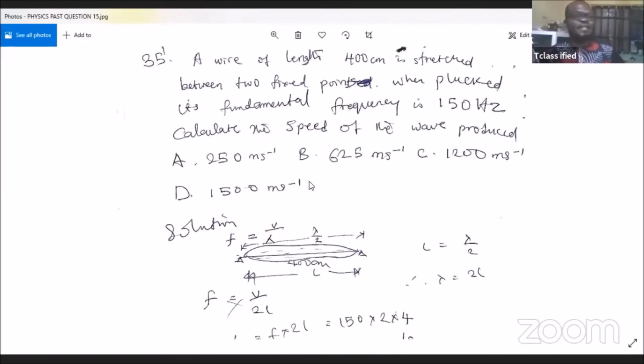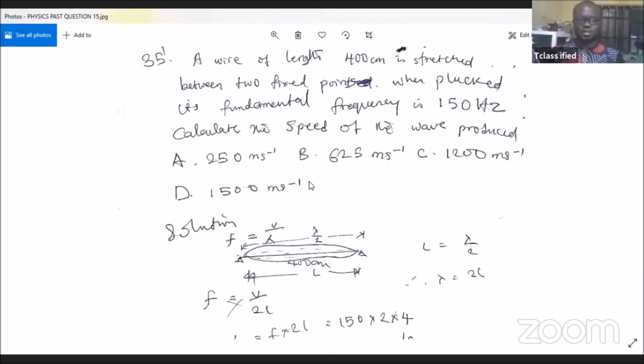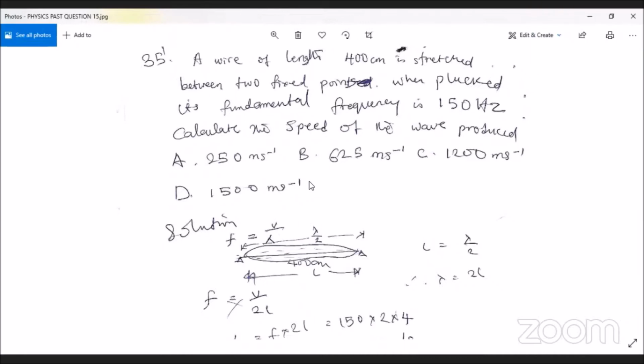A wire of length 400 cm is stretched between 2 fixed points. When plucked, its fundamental frequency is 150 Hz. Calculate the speed of the wave produced. Option A, 250 meters per second. B, 625 meters per second. C, 1,200 meters per second. D, 1,500 meters per second.